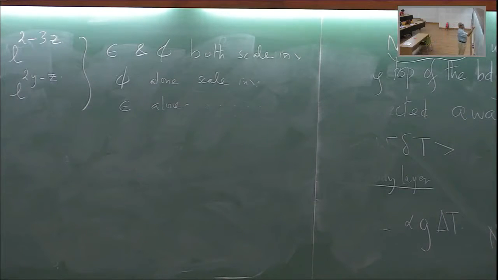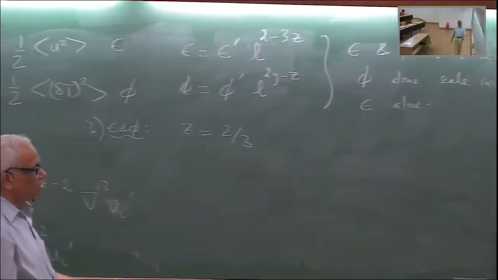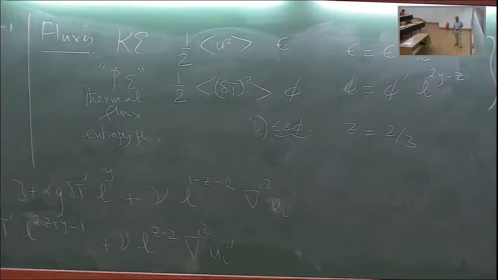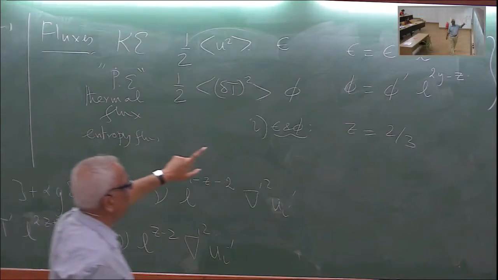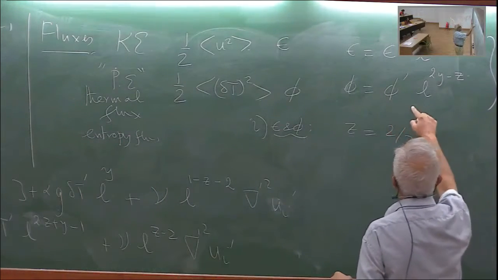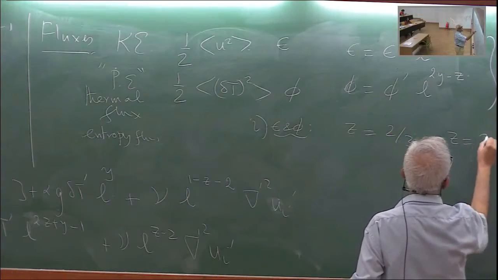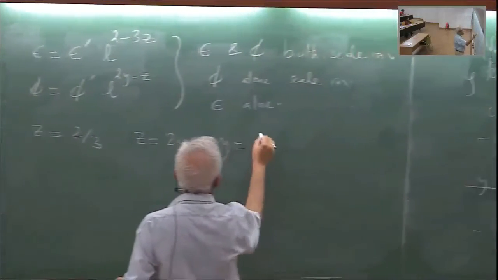So z then is equal to 2 by 3. So both scale invariant, one where epsilon and phi both are scale invariant, and z is equal to 2 by 3, exactly as in Kolmogorov. And what happens to your alpha? The alpha is all right, and phi. Sorry, one more step. Phi is scale invariant, therefore z is equal to 2y, and therefore y is equal to 1 by 3.